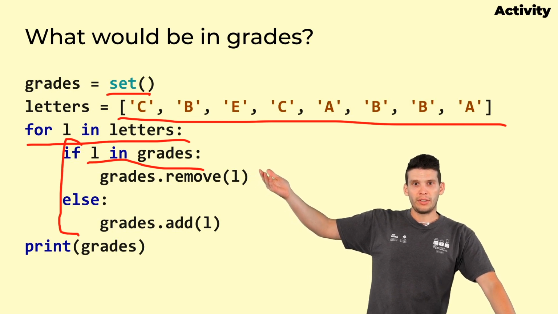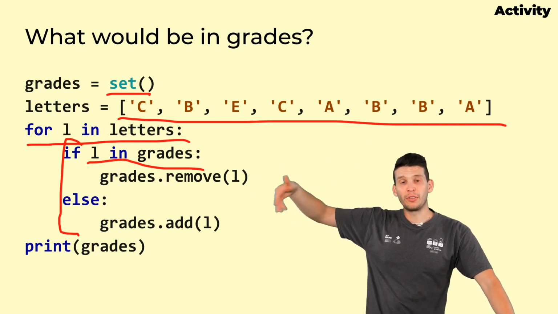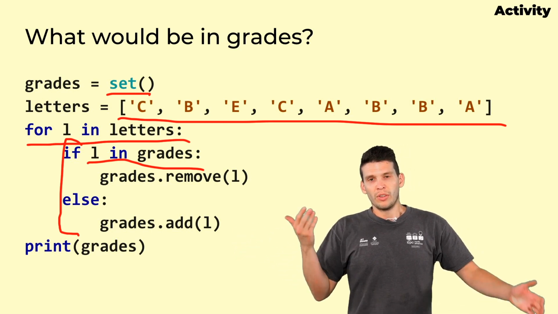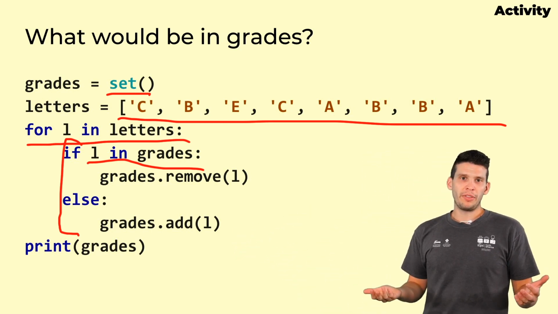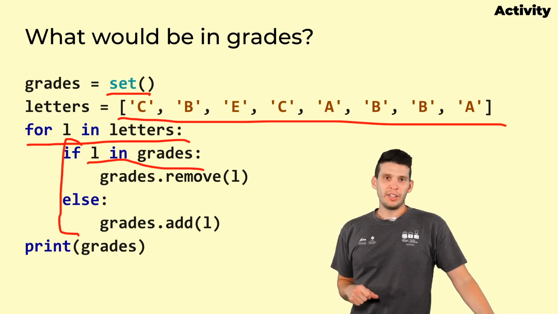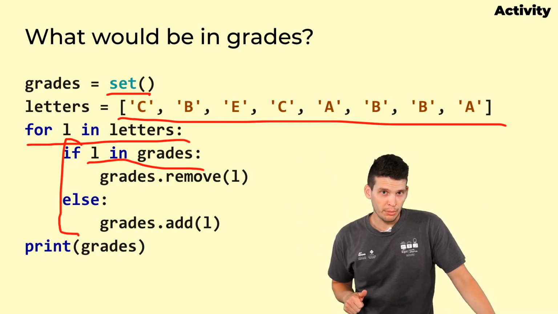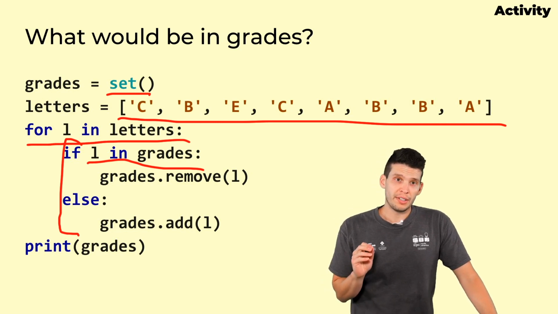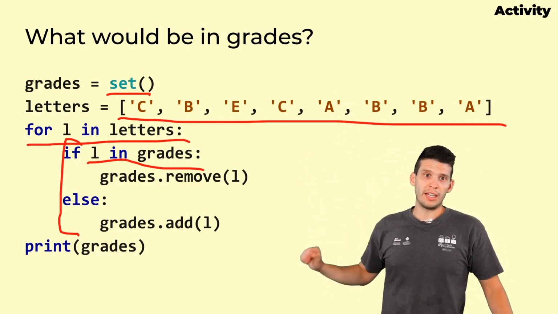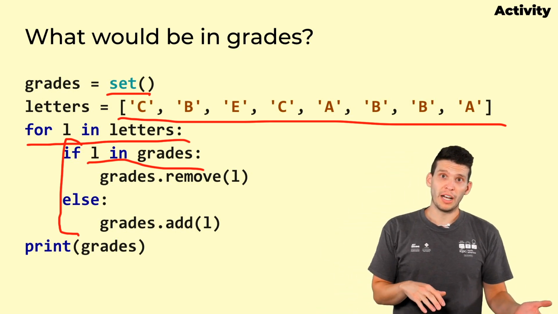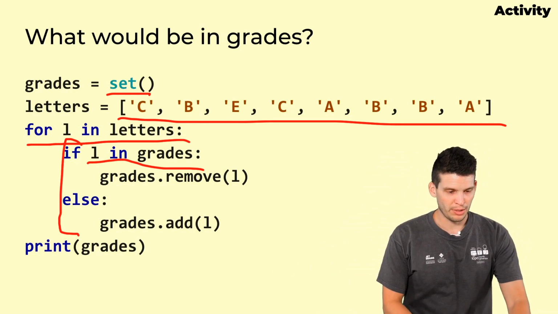In our case, A only shows up twice, but let's pretend it showed up a third time. If it showed up a third time, then it would add it again. So essentially, the way you can think about this is, from this letters list, if a letter appears an even number of times, it should not end up in the grades set by the time we get down to that final print. If it shows up an odd number of times, it should still be there when we get to printing out.